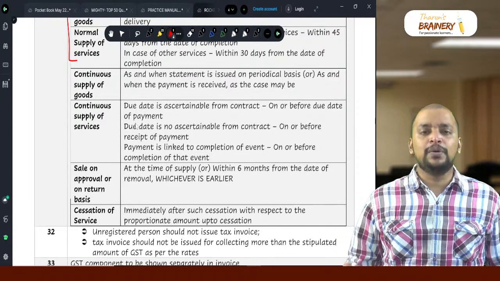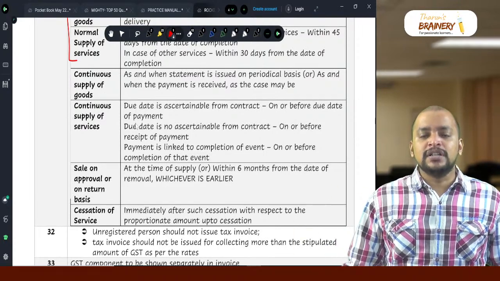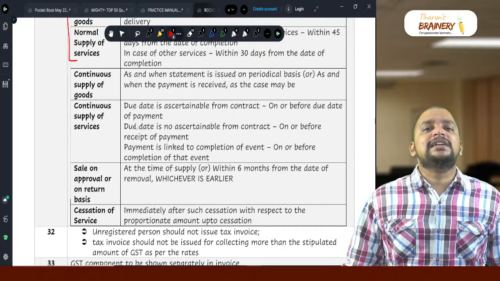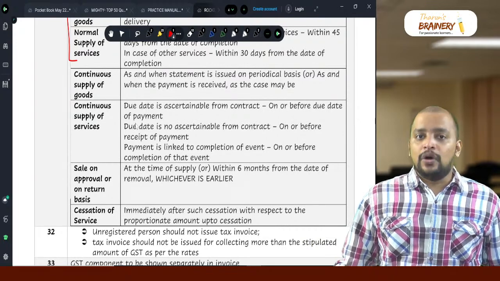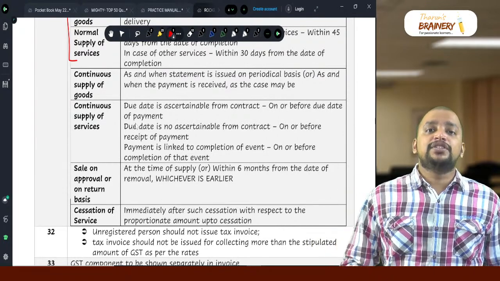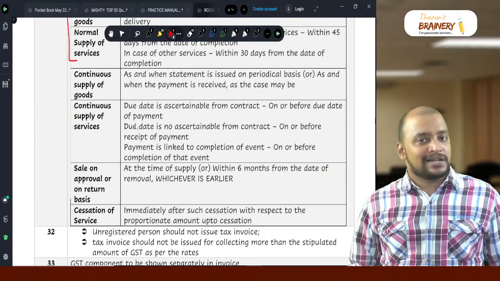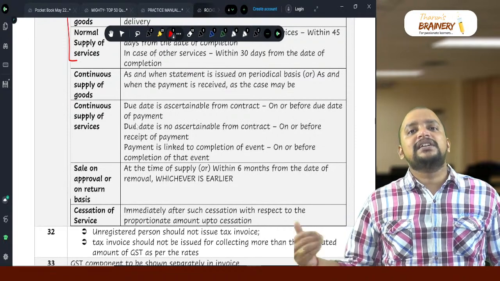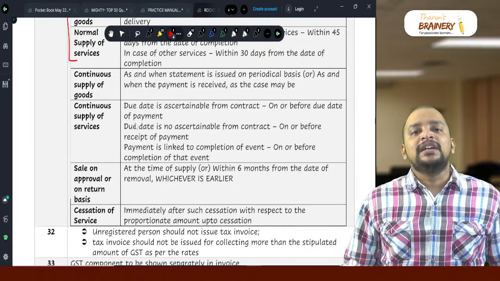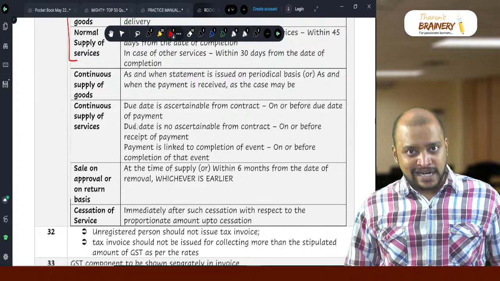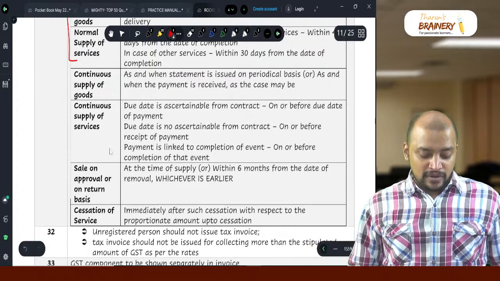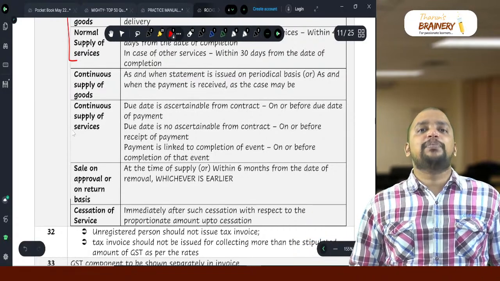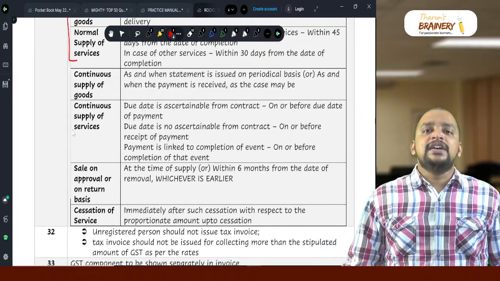Okay. Now, in case of continuous supply of goods, we need to see whether payments are received based on account statement. No, so payments are received ad hoc, without issuing an account statement. Then the payment received date will be taken. Suppose the payments are receivable based on account statement, then the account statement date will be taken, as the case may be.